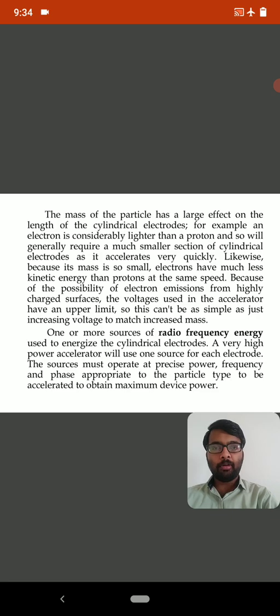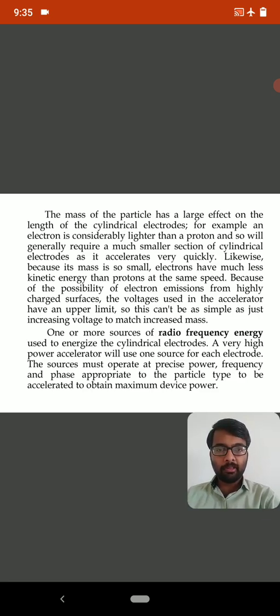Likewise, because its mass is so small, that is mass of electron is so small, electrons have much less kinetic energy than protons at the same speed, because the kinetic energy is given by the expression half mv square. Even if the electrons and protons are at the same speed, the kinetic energy of protons is greater than the electrons, or the kinetic energy of electrons is smaller than the proton at the same speed because they are lighter than the protons, that is about 10^4 times.